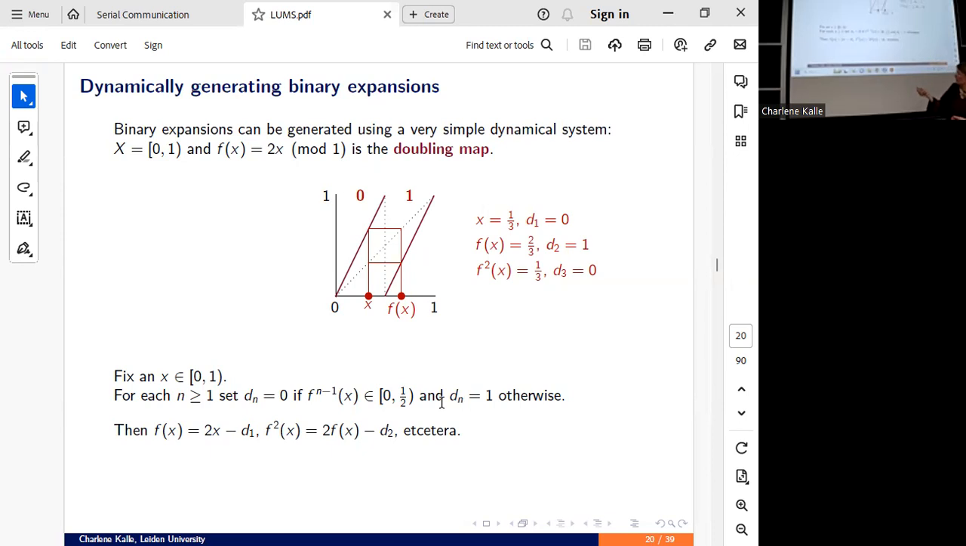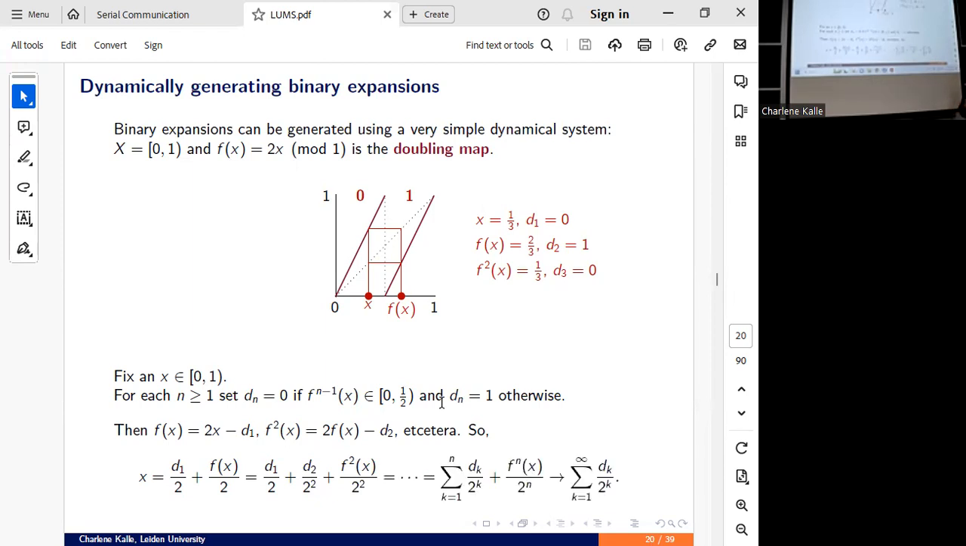Now if we look at this thing here, and we isolate x from it, we get this. We take the d1, we take it to the other side, we divide by 2, then this is what we get: x is equal to d1/2 plus f of x/2. And now we do the same thing with this expression. We take d2 to that side, we divide by 2, and we put that expression in here. Then we get d1/2 plus d2/2 squared plus f squared of x/2 squared.